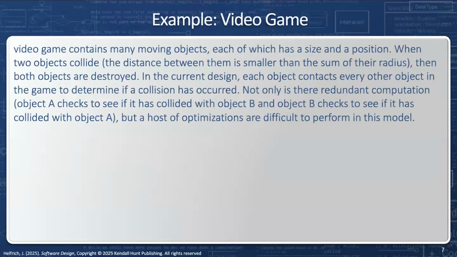Let's look at another example, a video game. A video game contains many moving objects, each of which has a size and a position. When two objects collide, which is when the distance between them is smaller than the sum of their radii, then both objects are destroyed. In the current design, each object contacts every other object in the game to determine if a collision has occurred. Not only is there a redundant computation, object A checks to see if it's collided with object B and so on, but a host of optimizations are difficult to perform with this model.